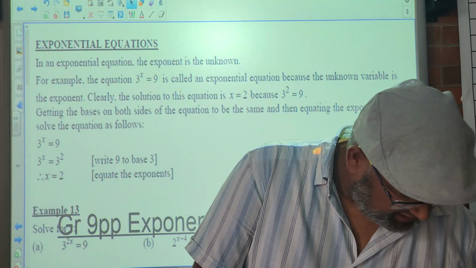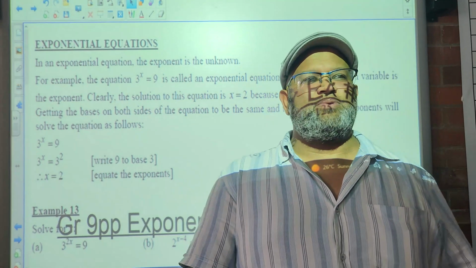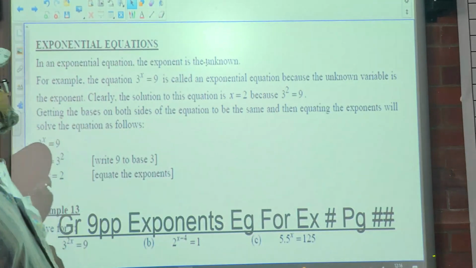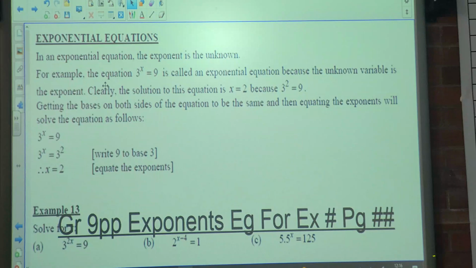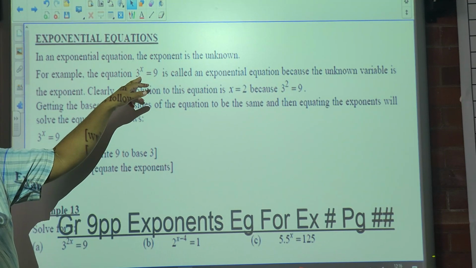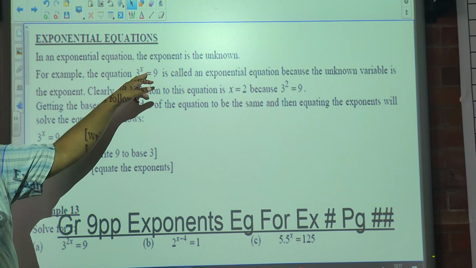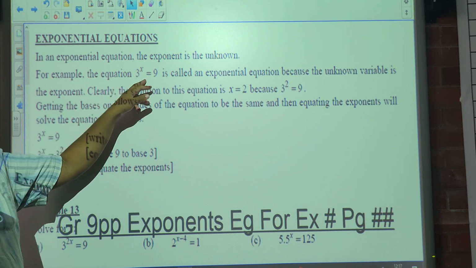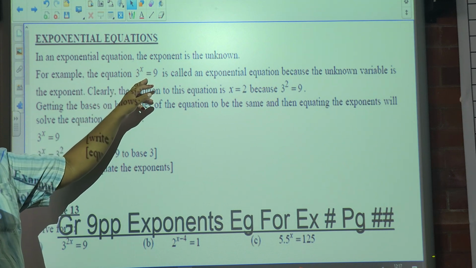It's on page 63 and exercise 3 is on page 64 there. Okay. So exponential equations: in exponential equations, the exponent is the unknown. For example, the equation 3 to the x is equal to 9. See 3. So what is x equal to? 3 to the 3 is 27. 3 to the 1 is 3. It's 2. So x equals 2, in other words.